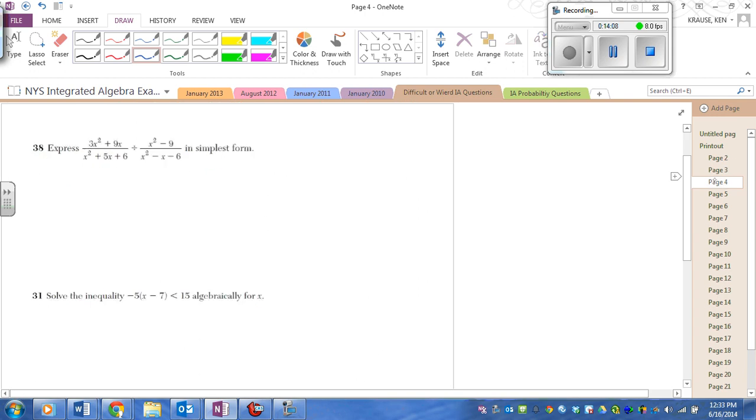Next page. Alright, once again, this is question 38. So there's going to be a lot of work to do here. Now, you see it's got a division problem. We're going to change it to a multiplication problem very quickly. This one is flipped. So this numerator, x squared plus 9, comes down here and becomes x plus 3, x minus 3.